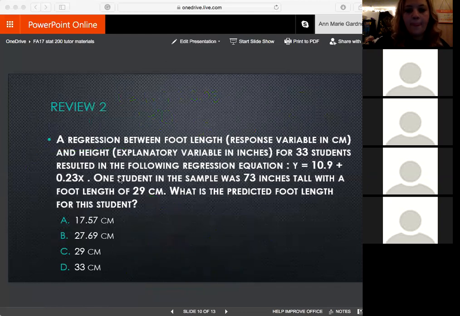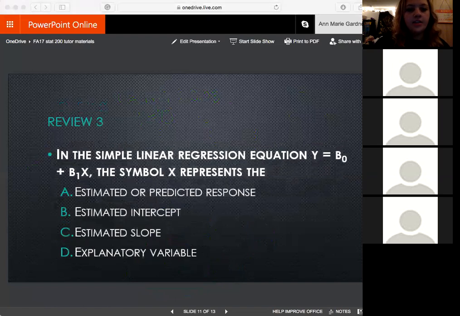All right, so let's try this one. In the simple linear regression equation, y equals b subscript 0 plus b subscript 1 times x, the symbol x represents what? This is just making sure you understand the different parts of an equation here.